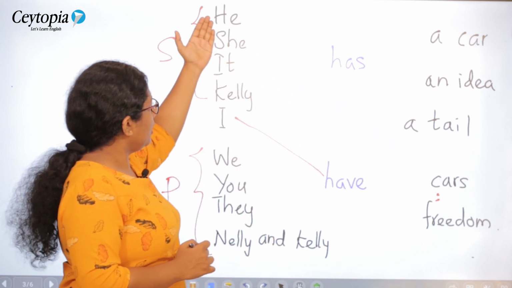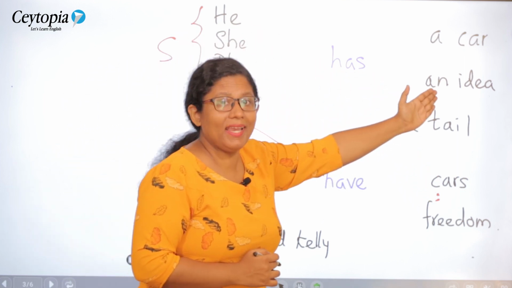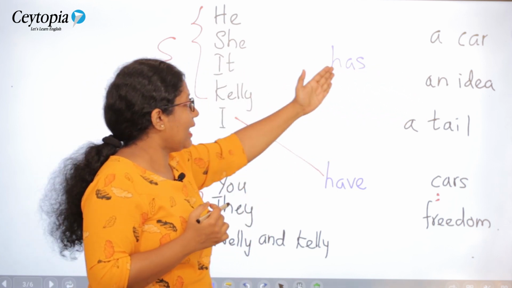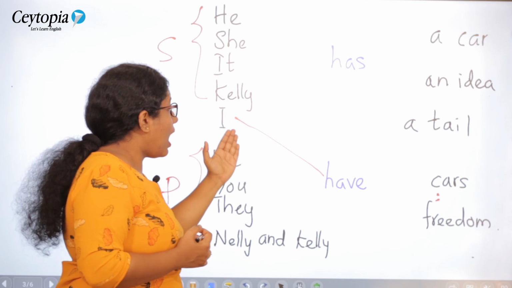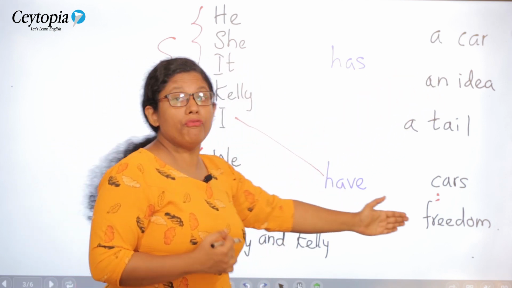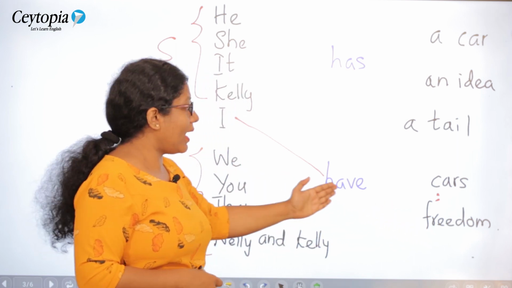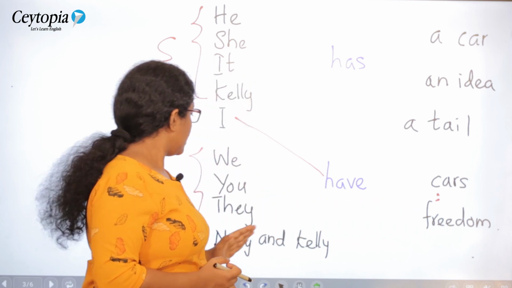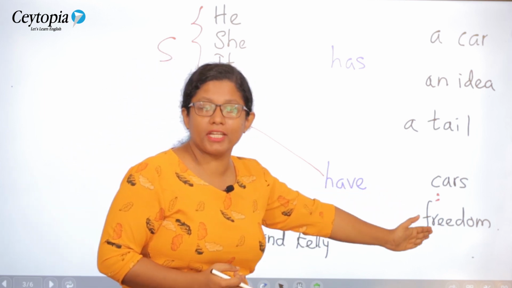Right? Again, he has an idea. She has an idea. Kelly has an idea. I have an idea. We have freedom. You have freedom. They have freedom. Nellie and Kelly have freedom.